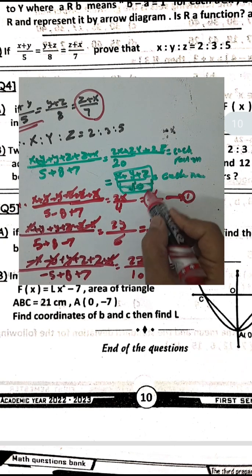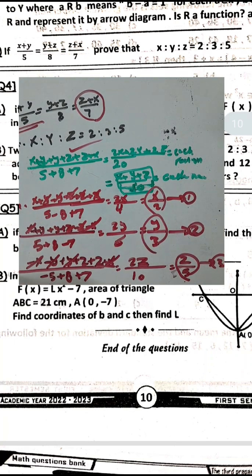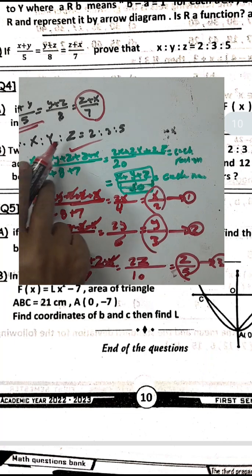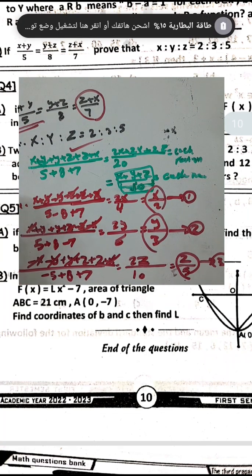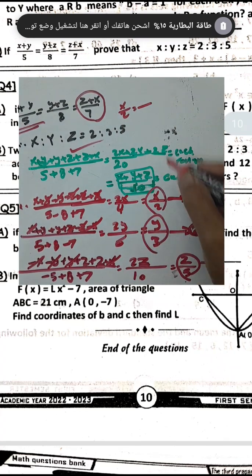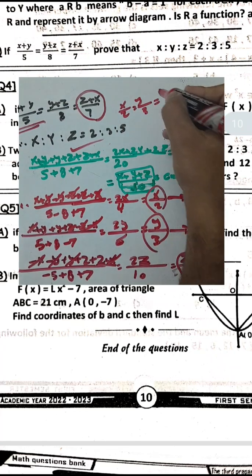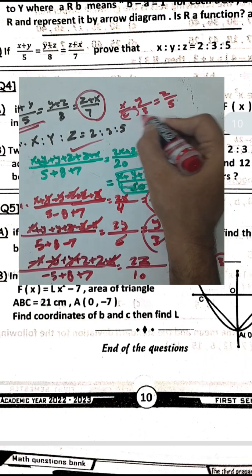Then x over 2 will be equal to y over 3. It will be z over 5. Then we can prove that the ratio between x and y and z will be 2 and 3 and 5. Okay, then x over 2 equals y over 3 equals z over 5. Then the ratio between x and y and z will be 2 and 3 and 5.